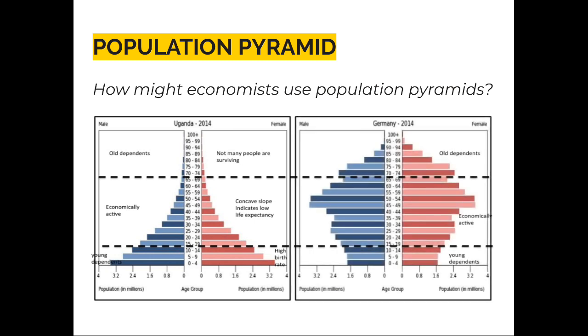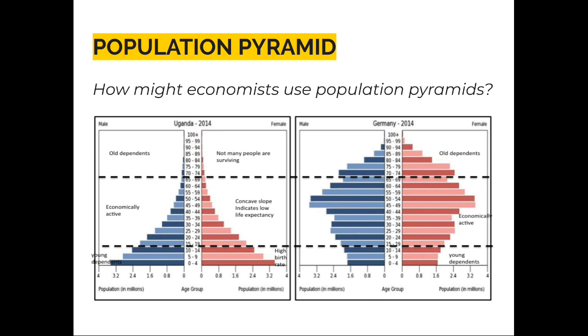Now we have Uganda and Germany. These two pyramids are typical of developed and less developed economies. For example, the pyramid of Uganda shows us the pyramid of a less developed economy, but what Germany has shows us the pyramid of a developed economy.